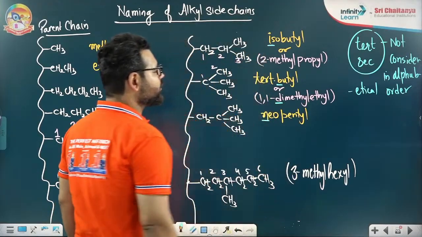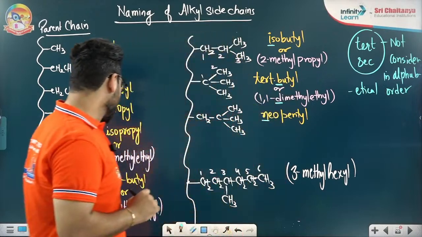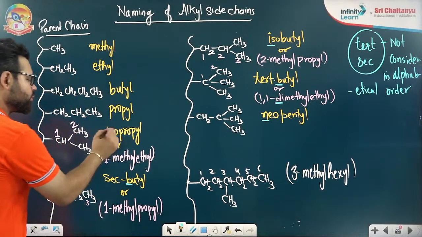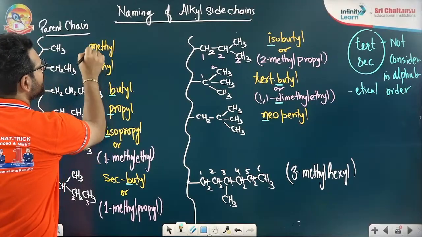Isobutyl starts with the I only. But tertiary butyl starts with a B, not T. Secondary butyl starts with a B, not S. Isopropyl starts with the I. Rest everything you know already, so I don't have to tell you.